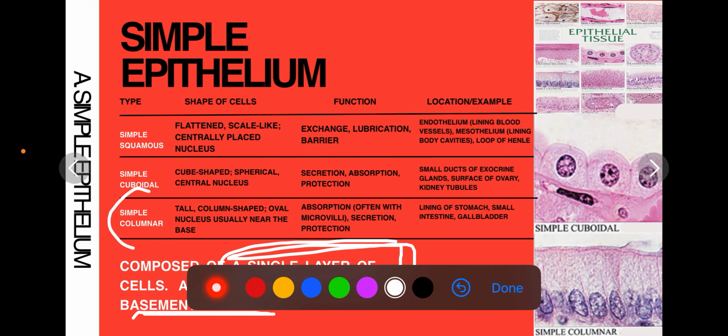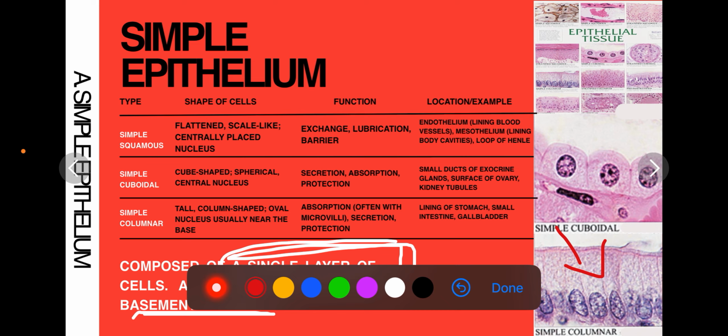Well, let's go to the third subtype of simple epithelium, columnar, and from the name, the cells are tall. Here you see this type. So they are columnar, tall and column shaped, and the nuclei are, you see, in the cuboidal they are circular, but here they are oval. In columnar, they are oval and longitudinal, by the way, and they are usually near the base. So this is the base down here, and the nuclei are close to the base.